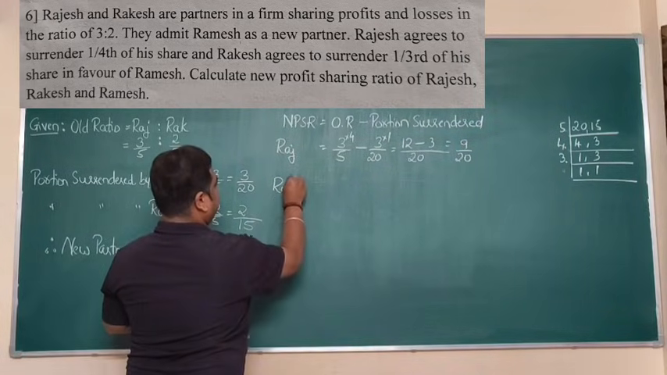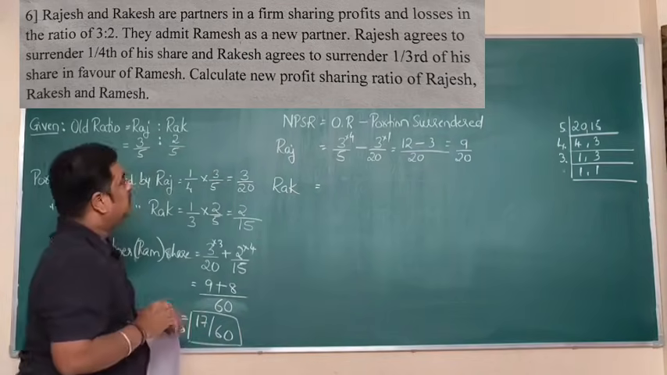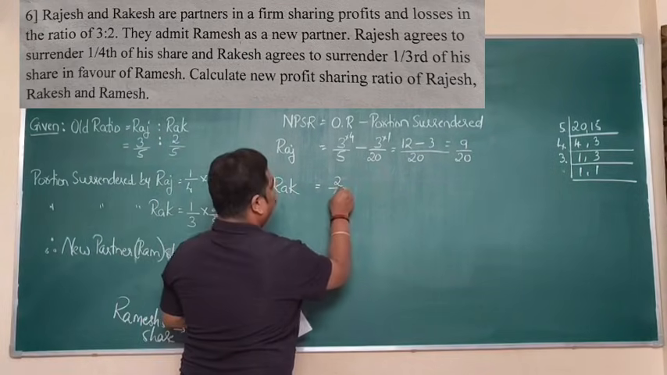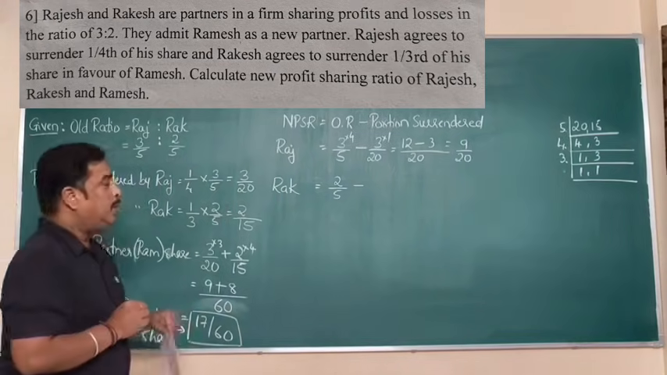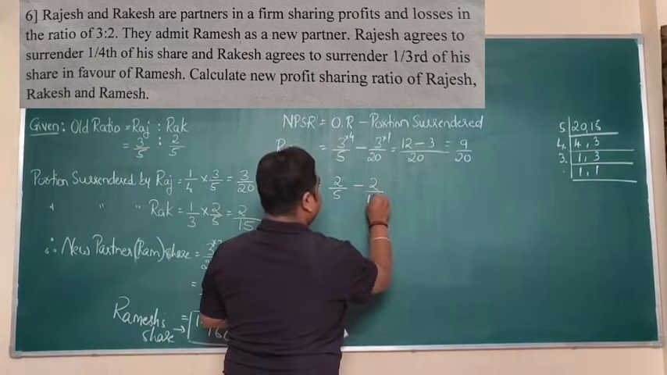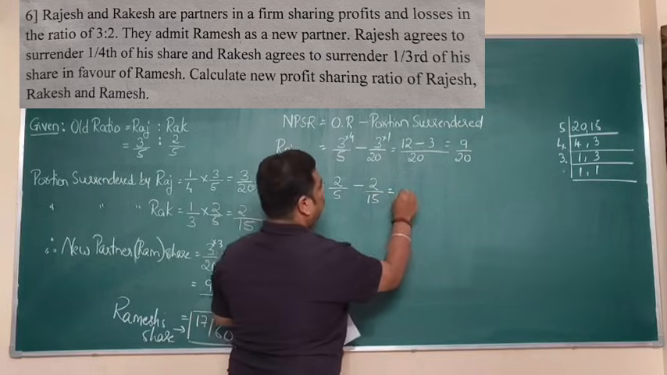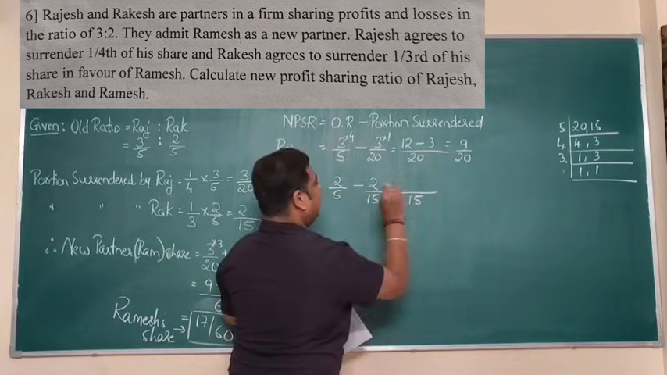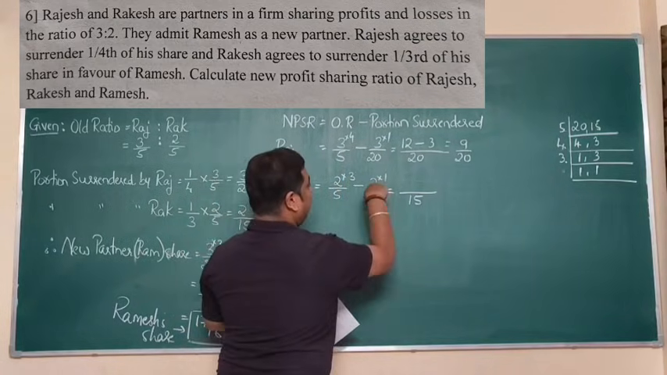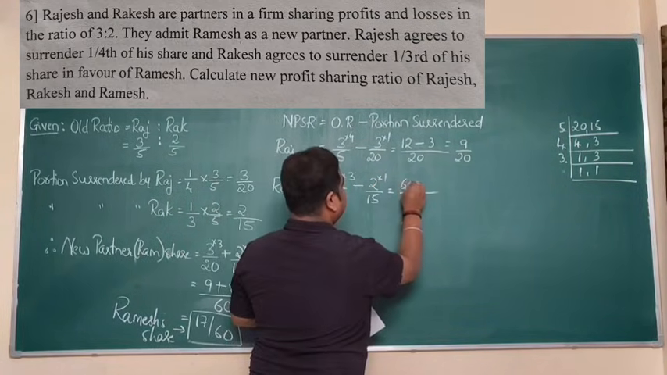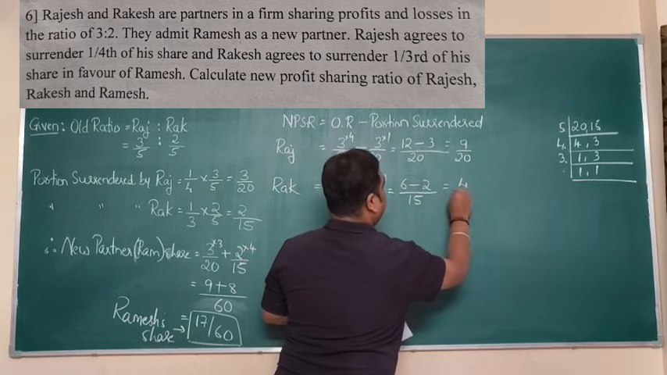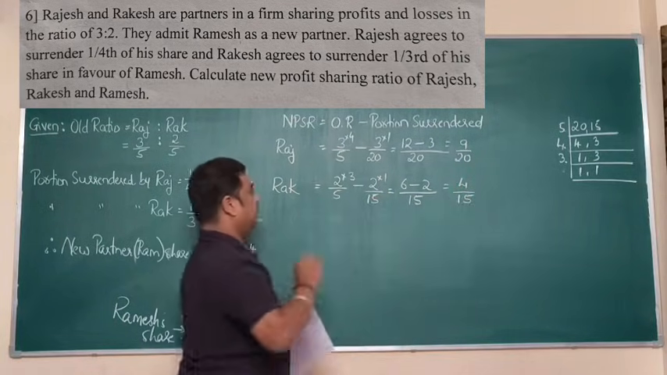Similarly, Rakesh's share is 2 by 5. Rakesh's share 2 by 5 minus, how much has Rakesh surrendered? 2 by 15. So the common LCM of 5 and 15 is 15. 5 3s are 15, 15 1s are 15, 2 3s are 6, minus 2 1s are 2, 6 minus 2, it is 4, 4 by 15.